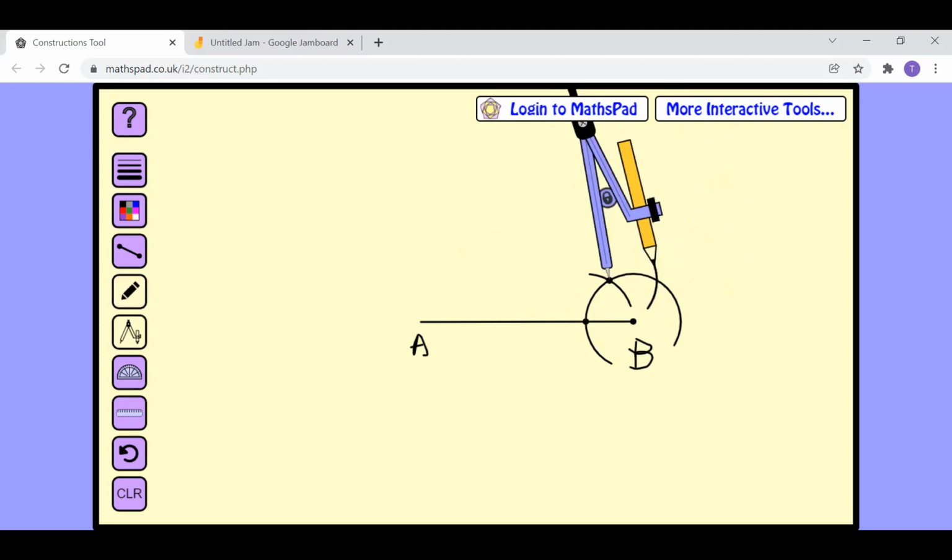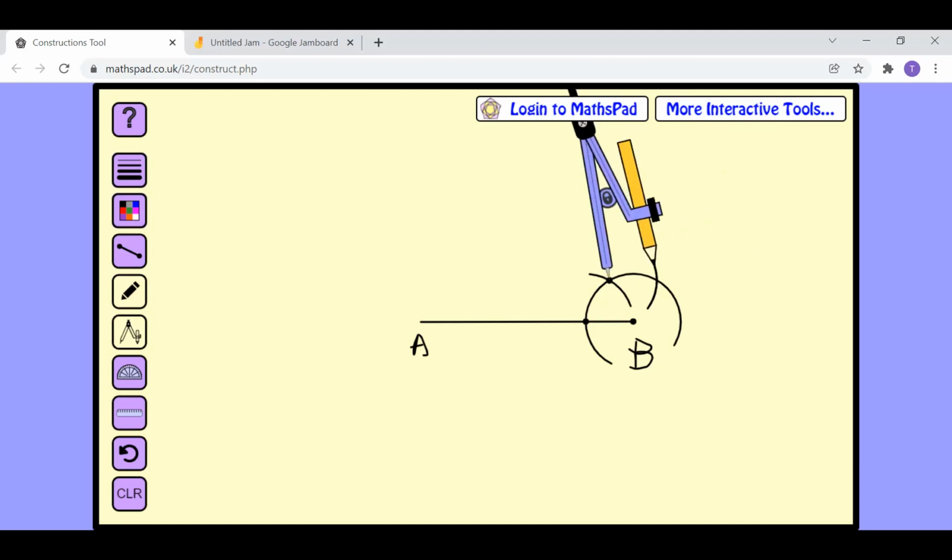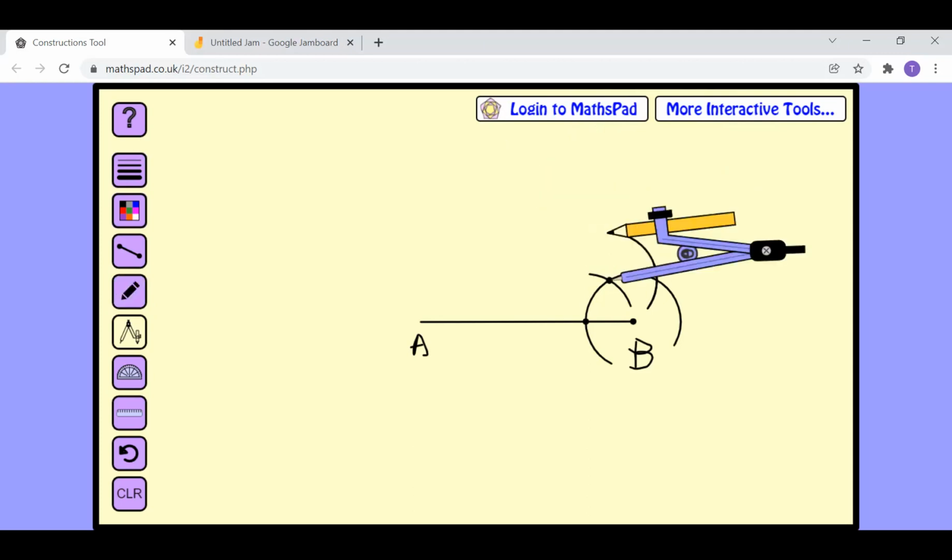Is this clear so far? Yes, Miss. Now I'm going to put my compass here, and I will be increasing this arc a little bit more. And now I'm going to place it here and then again draw an arc. So do you think that I'm getting a point here?